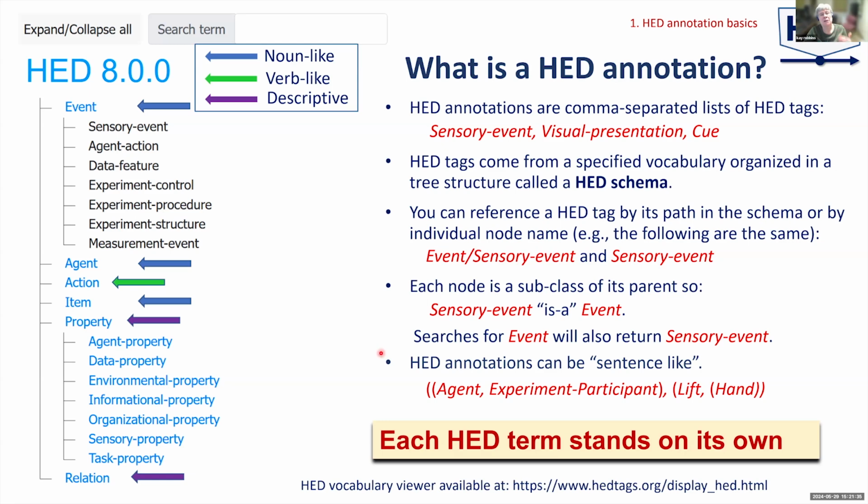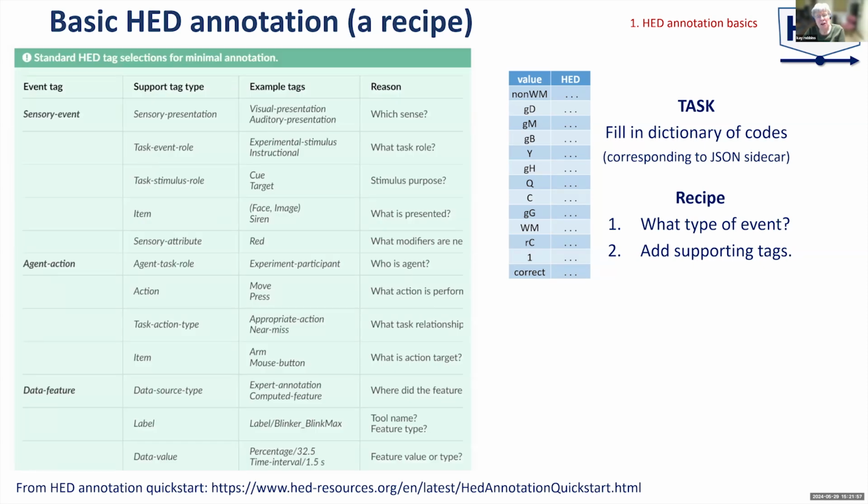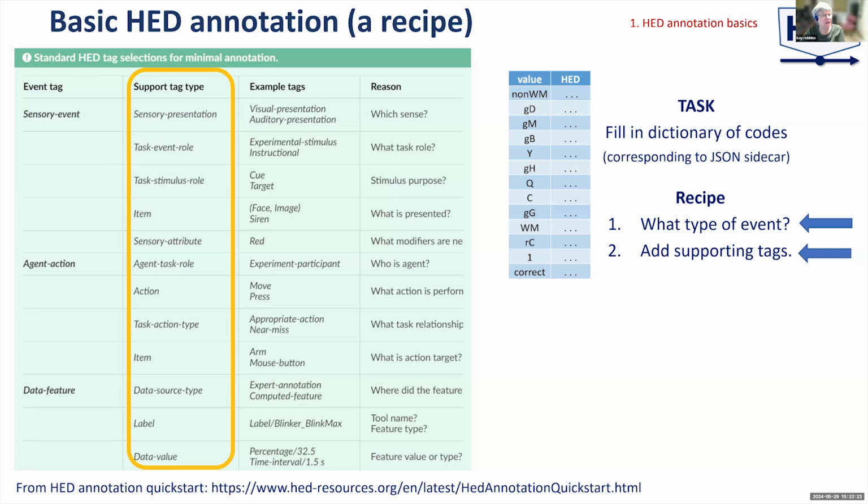So let's start by saying, well, how do you annotate? And I'll give you a recipe. So here we have a task, which is we have a list of event codes, and we want to annotate those event codes. And the recipe is you start with what type of event it is. And this is a table that's in our documentation. This is sort of the first level kinds of tagging. And it gives you basically a lookup table. And so the first thing you do is you identify the kind of event. And then you identify the supporting tags. And if it's a sensory event, the kinds of supporting tags you might want are what kind of sense is being used, what the role of this sensory event is in the task, whether it's a stimulus, and what kind of thing it was that was presented.